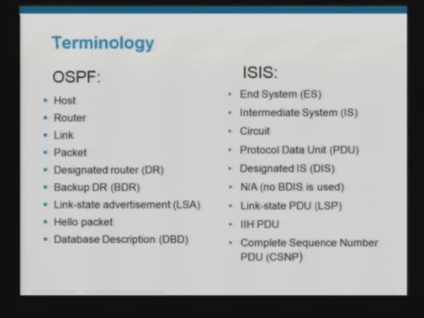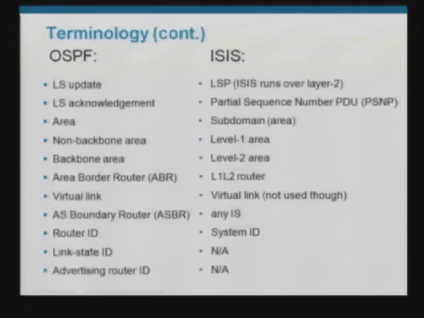We have the designated router in OSPF. A similar concept in IS-IS is called DIS, designated intermediate system. And we have the BDR concept in OSPF, but there is no such concept in IS-IS, and we will explain in detail why you don't really need a BDIS in IS-IS. LSAs in OSPF are equivalent to LSPs. Hello packets are called IIH, intermediate-to-intermediate hello PDUs. We have DBD in OSPF. The equivalent of the DBD in IS-IS is the complete sequence number PDU, or CSNP. The LS update is called LSP in IS-IS. For link state acknowledgement, the acknowledgement is done by sending the partial sequence number PDU.